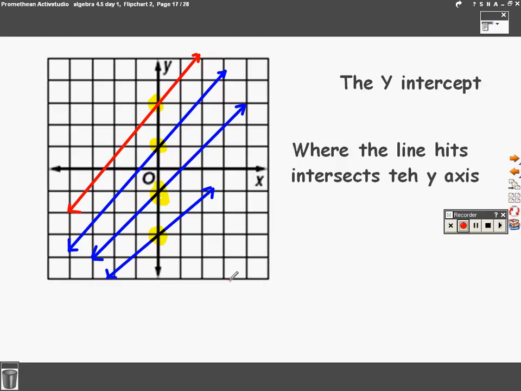Alright, boys and girls, this is the second half of chapter 4-5. We learned two things. We learned about the y and x intercept, and we learned how to graph an equation. So, first thing is the y-intercept.